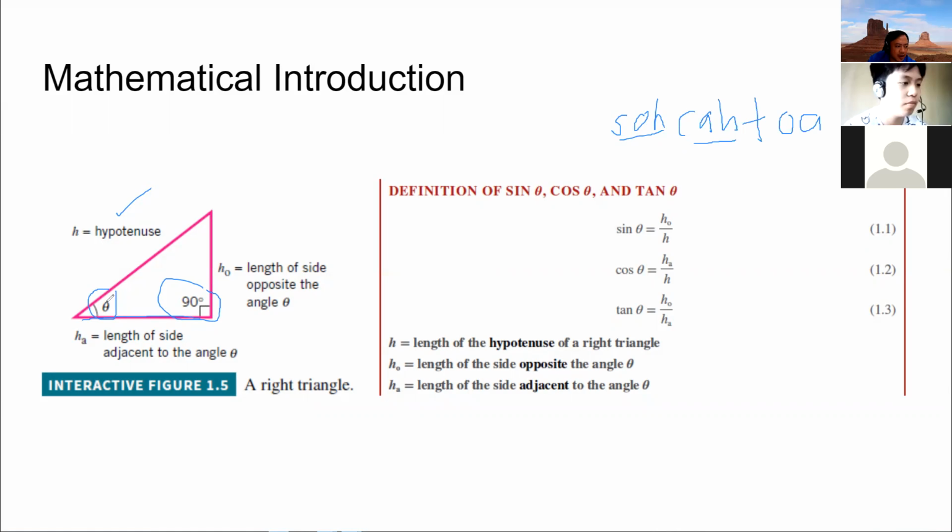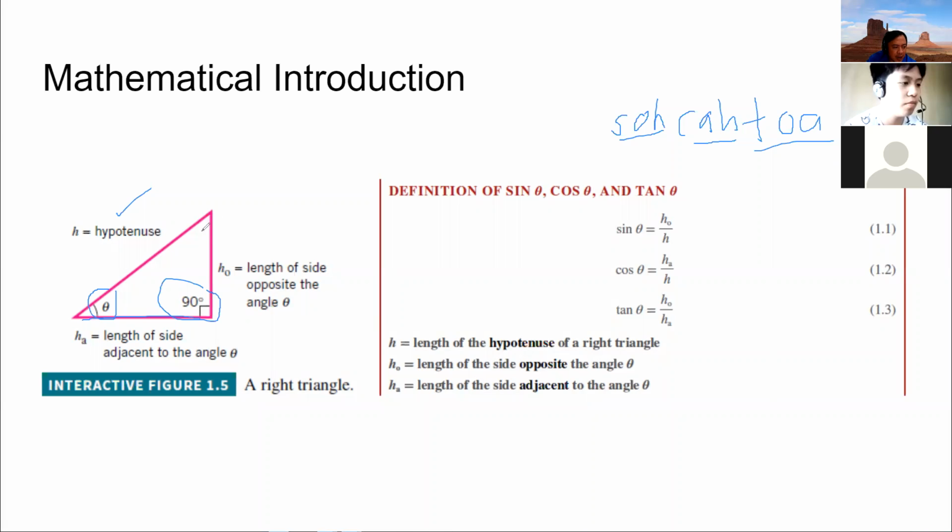So for example, you define theta here. When you say adjacent over hypotenuse, it is h sub a over h. And then tangent theta, it's TOA, opposite over adjacent. So tangent theta is h sub o over h sub a. So you do define h as hypotenuse, h sub o as the opposite side of theta, and h sub a as the adjacent side of theta.